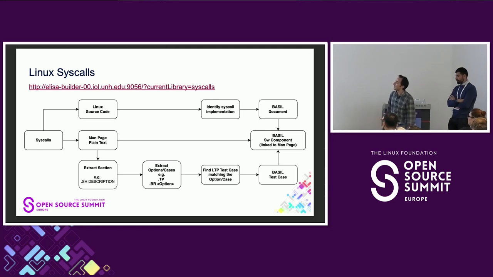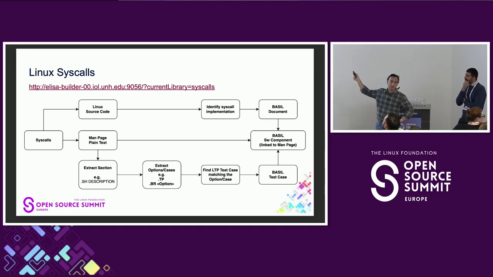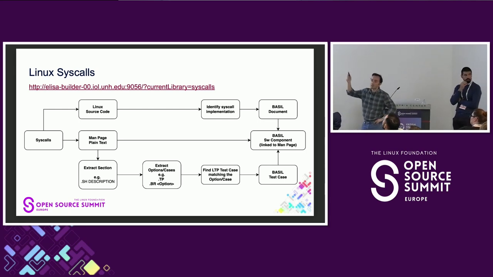This is an example that will be discussed in the next few days at Linux Plumbers. There is a talk about that. It's a first analysis of Linux kernel syscalls that is available in the public instance of BASIL that we have under ELISA. This is the URL, you can navigate it. Essentially, what I did is list all the syscalls and connect each syscall to the related man page. That allowed me to create a software component in BASIL.